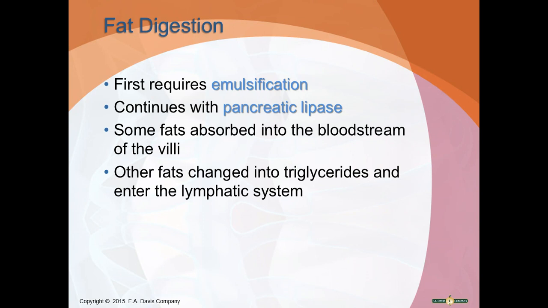Glycerol and short-chain fatty acids are absorbed into the bloodstream of the villi. Long-chain fatty acids and monoglycerides, which are too large to be absorbed by the capillaries, are absorbed into the walls of the villi. There, they are changed into triglycerides and eventually enter the lacteal of the villi. They travel through the lymphatic system and enter the bloodstream at the left subclavian vein.